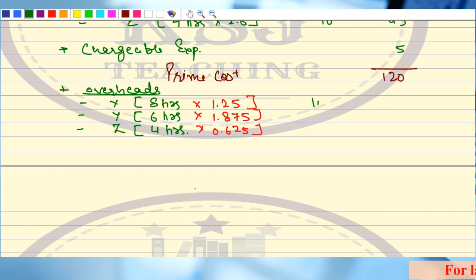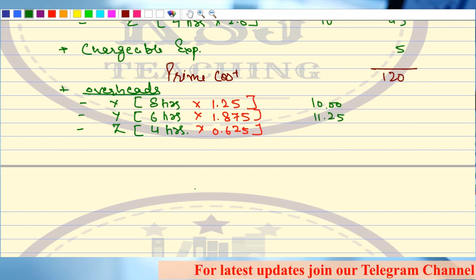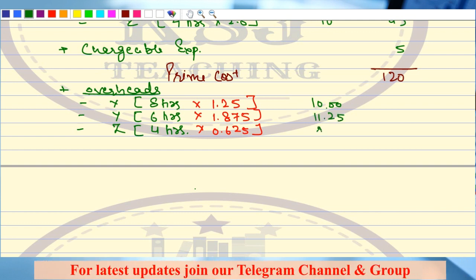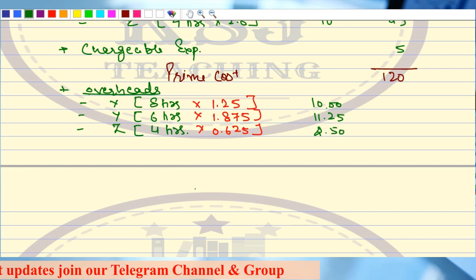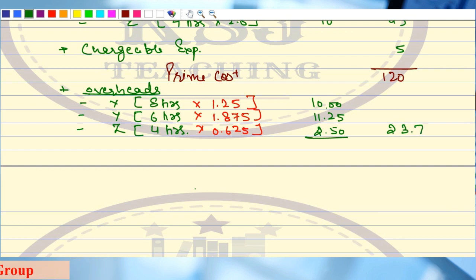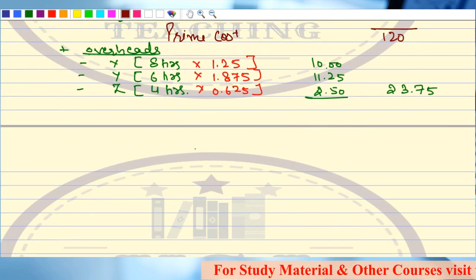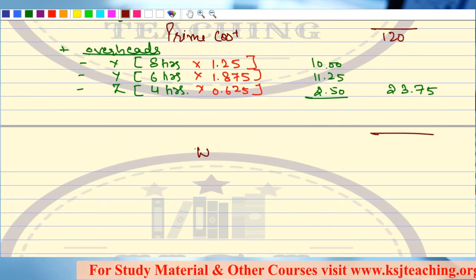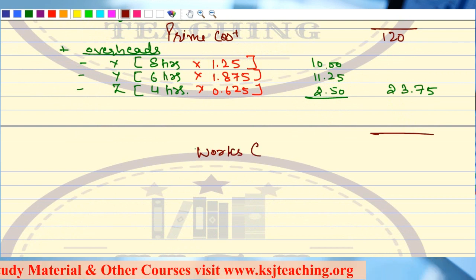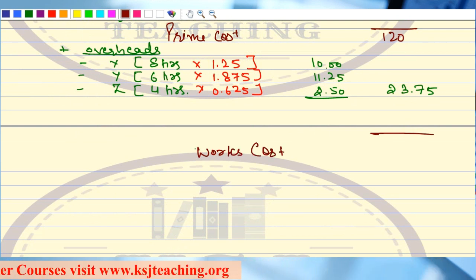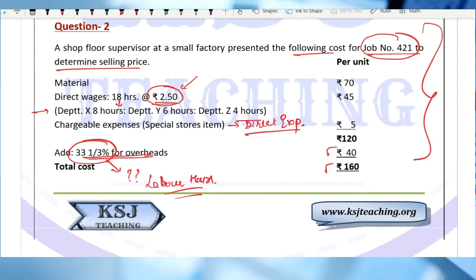Now this value is going to be 10, then 11.25, and then 2.50. Clear? So the total is going to be 23.75. Any doubts? So from here, what we are going to get is the works cost. That is 143.75, right?